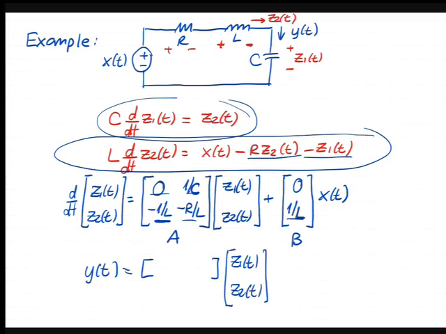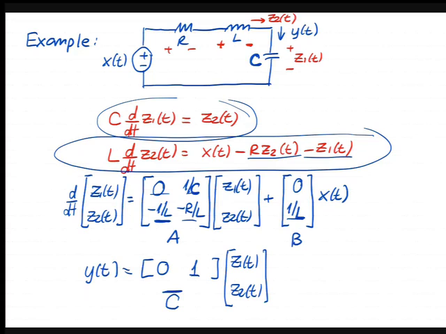So y is Z2, right? So you just select 0 here and 1 here, so it picks Z2. That's it. So that's our C. I'm going to call it C bar. Why? Because C was used here for the capacitance, so we don't want confusion. So this C is the C in the previous equation, A, B, C, D formulation. So D is 0 because no X appears in Y.